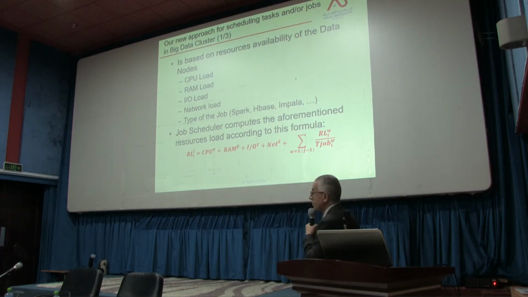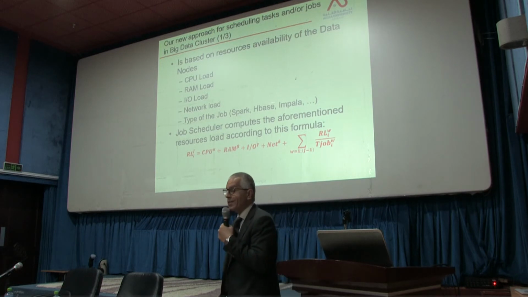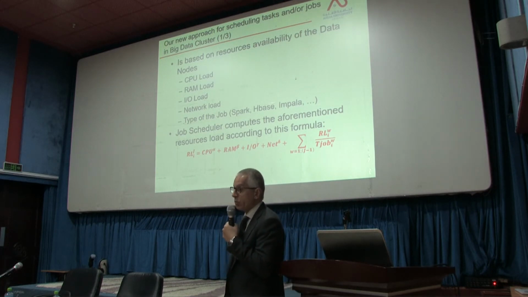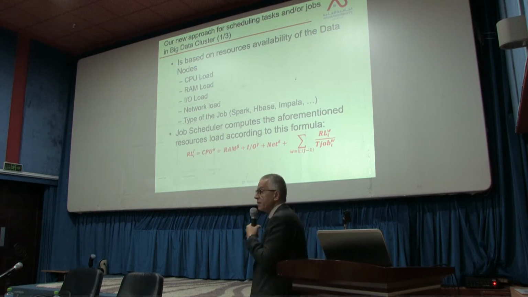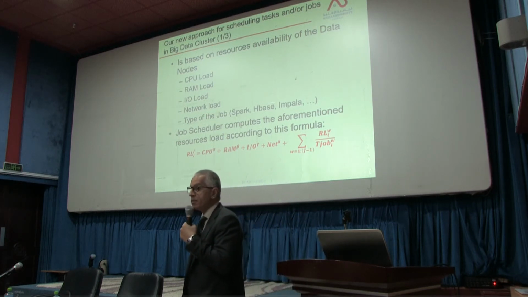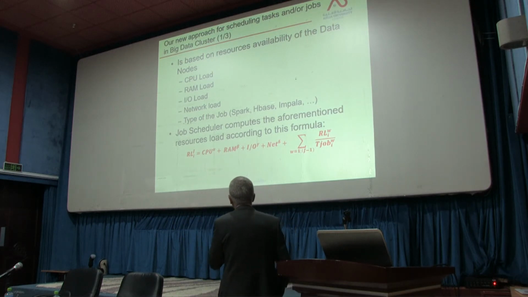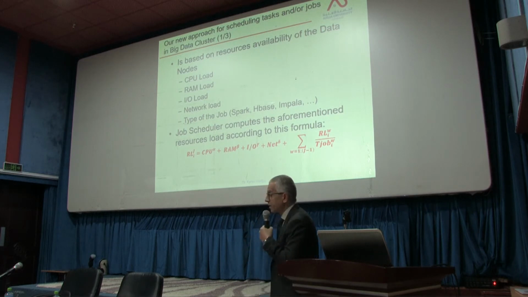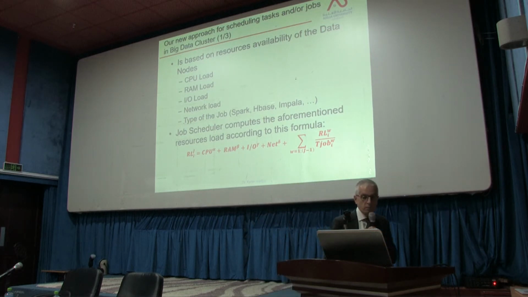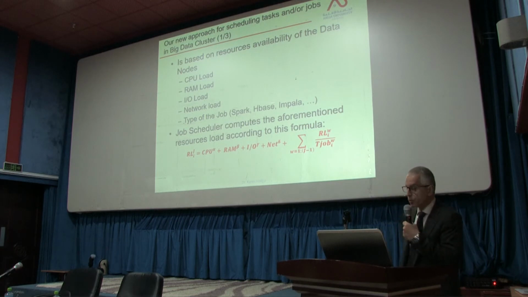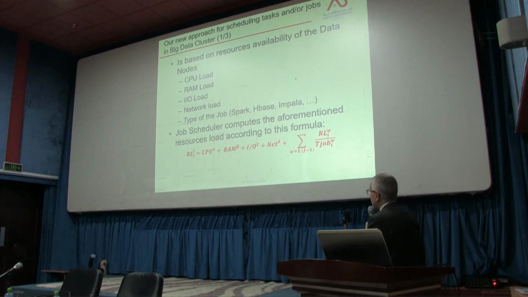Is it a Spark job, which will be executed mainly in the RAM? The opposite, for example, is HBase, a database that will use the hard disk extensively, so input-output, and we have other things. So from the research that we did, we came up with this formula. We would like to know the resource load, so we have to know the load of the CPU, the load of the RAM, the load of the input-output, and the net.